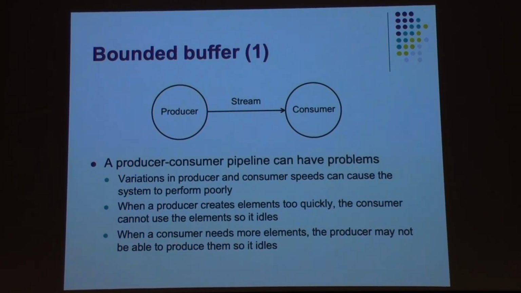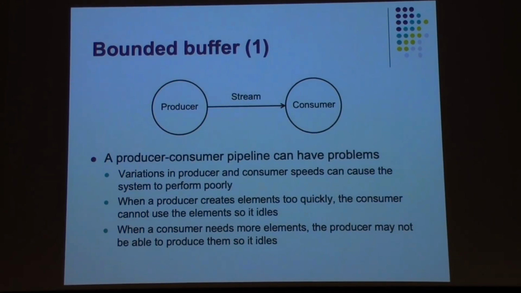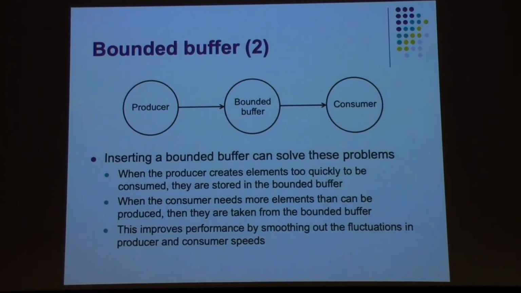The solution to this problem is called a bounded buffer. Okay? So this is independent of paradigms. This is very general. Whenever you have producer-consumer that have different speeds and different fluctuation, if you want to smooth it over and improve the performance, all you have to do is stick in a bounded buffer in the middle. Okay? So we stick a bounded buffer, and it will solve most of these problems.